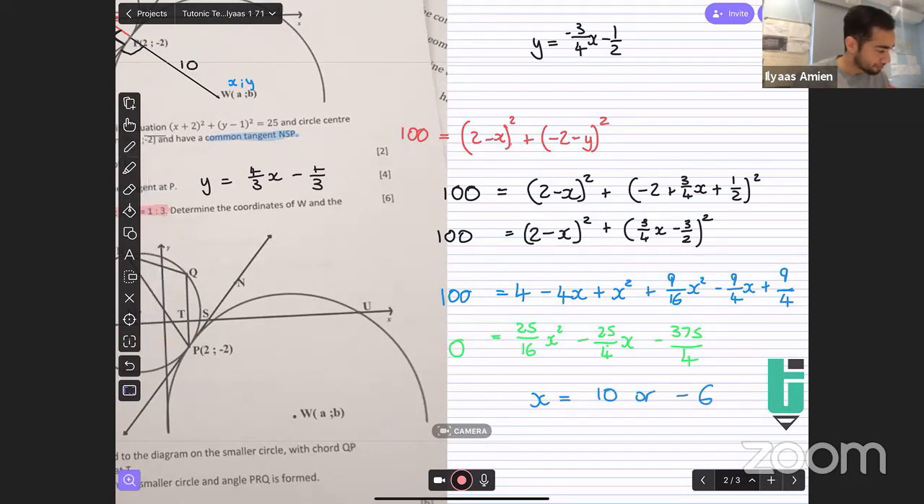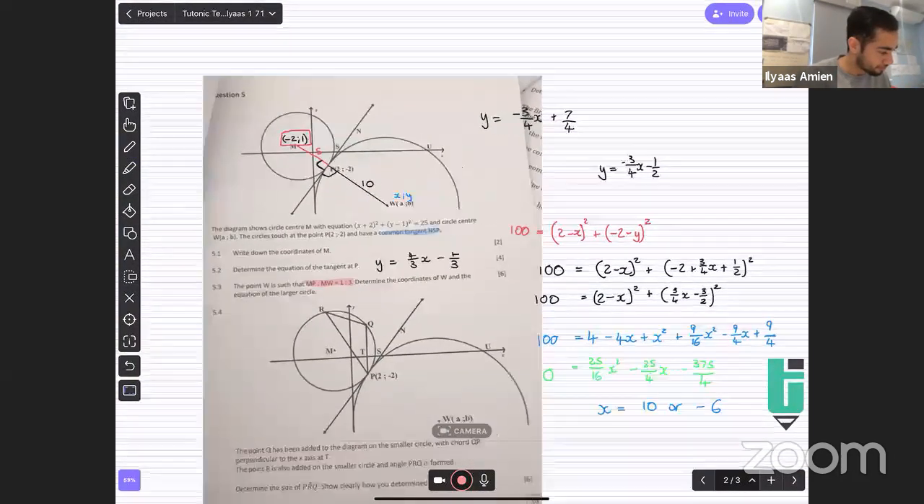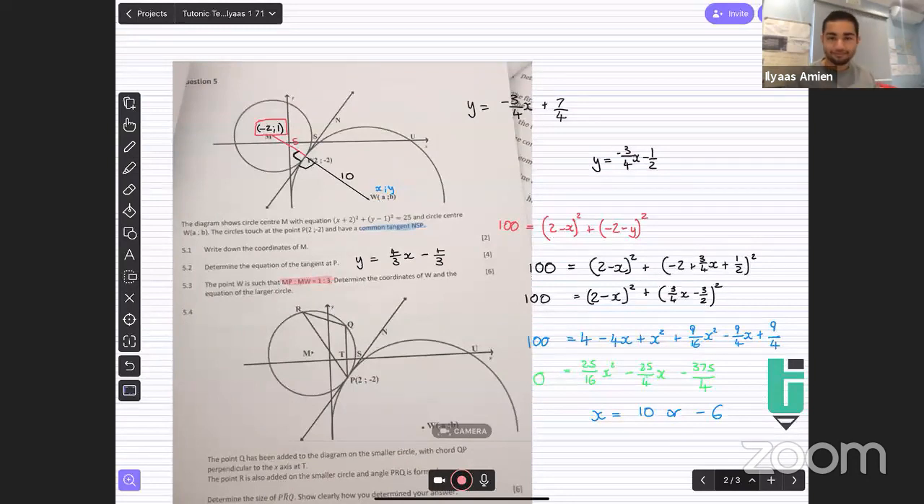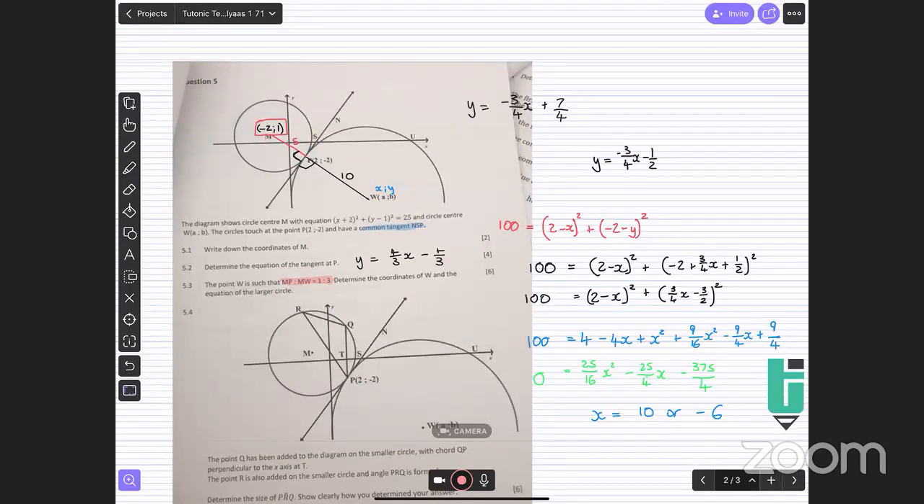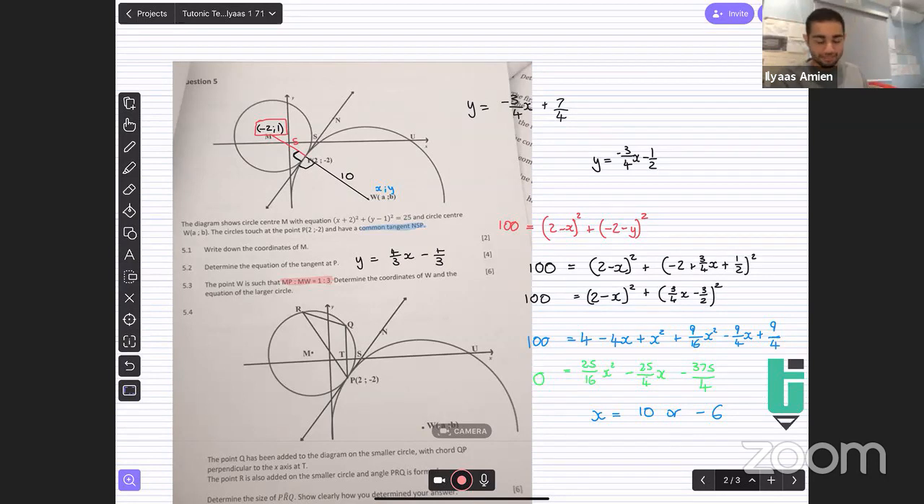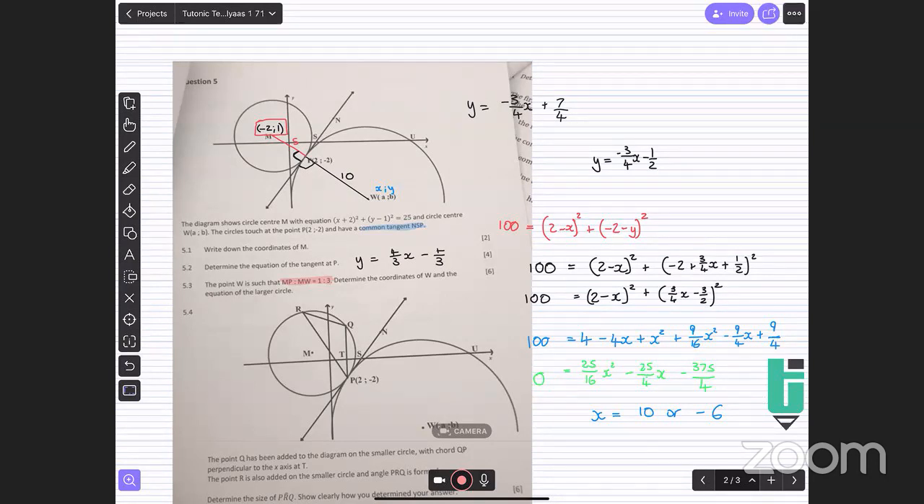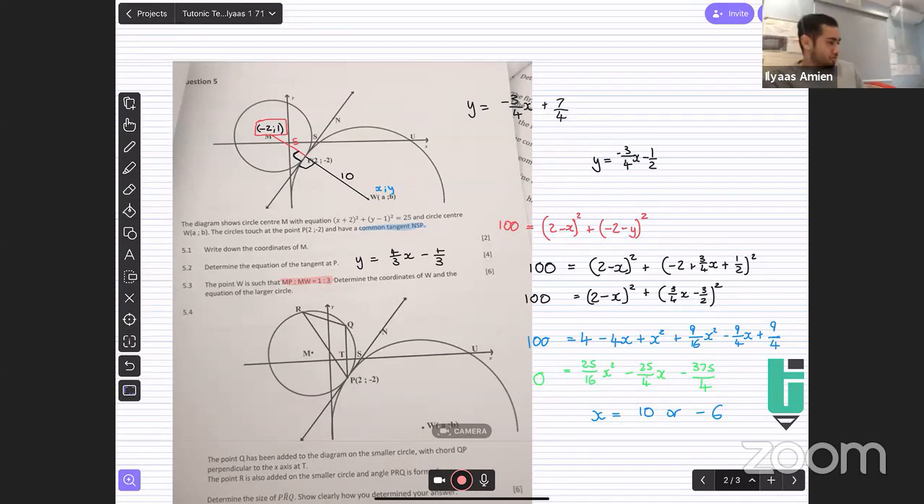Which one is it? 10. Why? Isn't it minus 6? Because the x value is on the right hand side. Oh, so wait, it has to be positive. My next question to you, why did we get two answers?